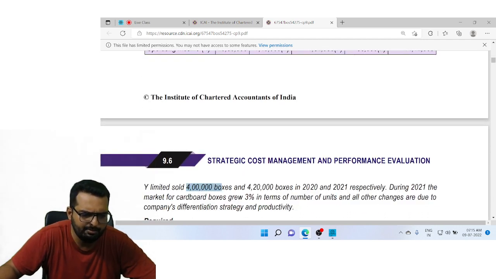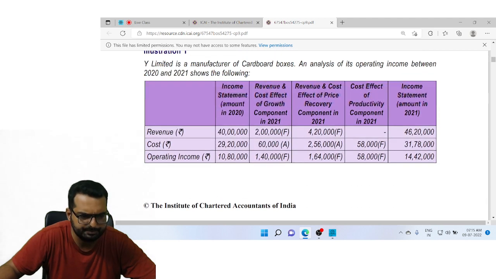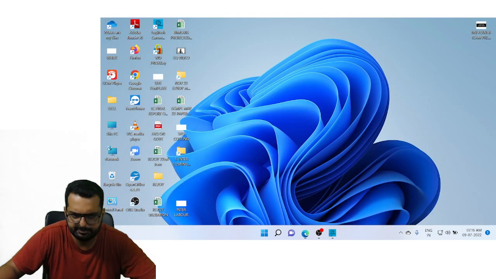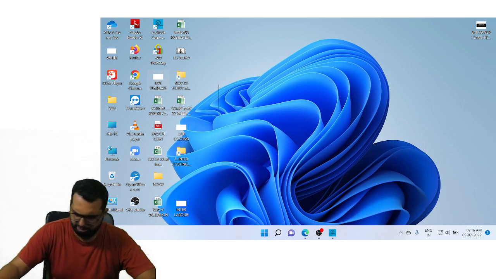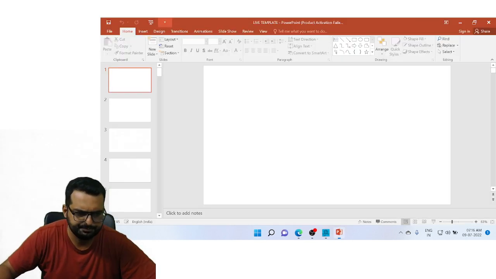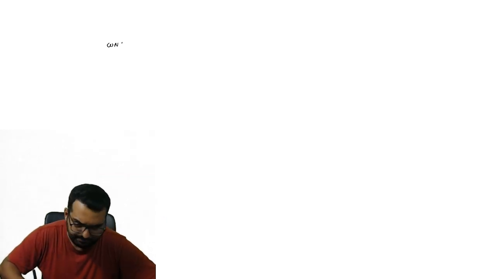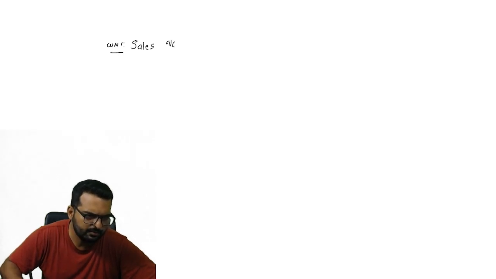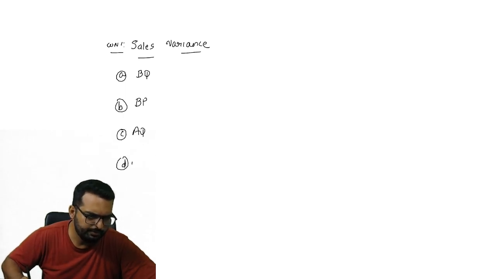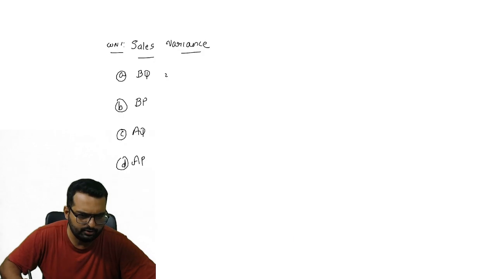Down they have told, Y Limited sold 4 lakh boxes and 4 lakh 20,000 boxes. So this is 4 lakh boxes. This one is 4 lakh 20,000 boxes. So I'll write over here, Working note 1, sales variance. In that I'll write down BQ, BP, AQ, AP. BQ, the budgeted quantity, is told in the question as 4 lakh boxes.